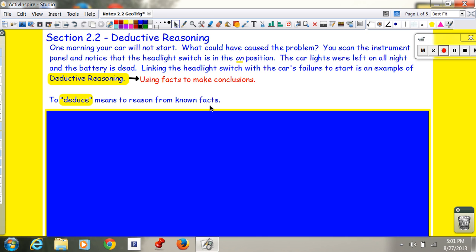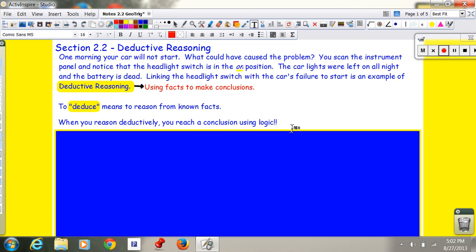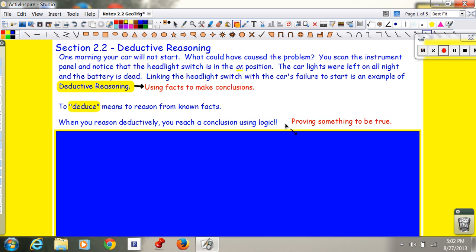Deduction is using facts. Okay, when you reason deductively, you reach a conclusion using logic, using what has to be true, what must be true. You're proving something. So when you're using logic, you're proving that something is going to be true. It's a proving. You're proving it.